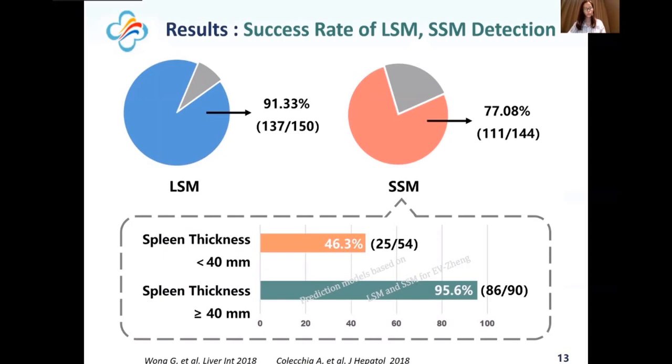and the successful rate of SSM detection was 77.08%. In most previous studies, only patients with spleen thickness more than 40 mm were included for analysis. Thus, for further comprehension, patients were divided into 2 groups according to spleen thickness. One group is spleen thickness less than 40 mm, and the other is no less than 40 mm. For those with spleen thickness less than 40 mm, the successful rate of SSM was 46.3%. The others, with spleen thickness no less than 40 mm, was 95.6%.